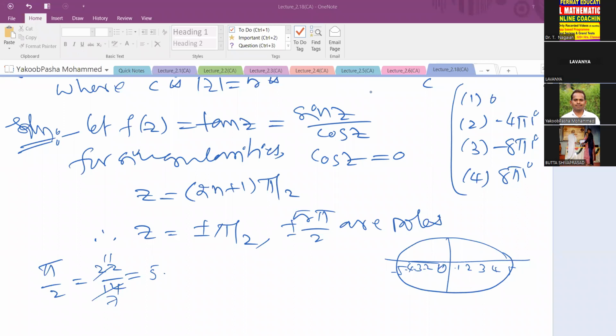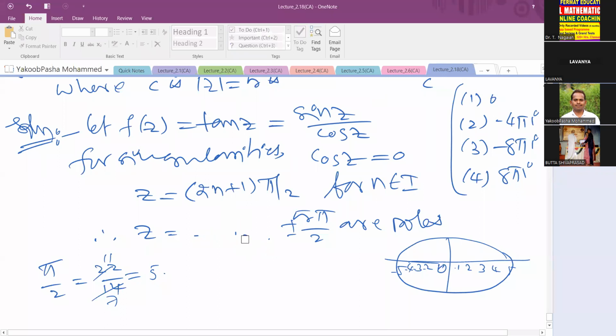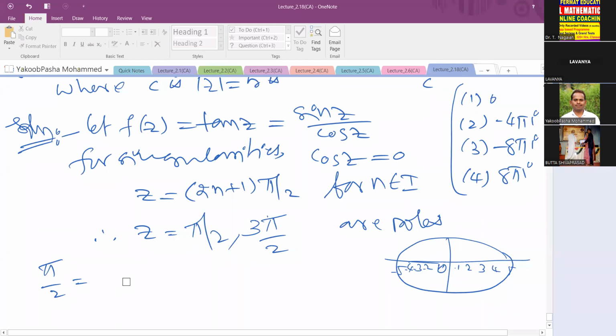Next, one thing to do. First, n belongs to integers, so if I take n equal to 0, the first case gives pi by 2. If I take 1, 3 pi by 2 comes. Let us look at these two values, pi by 2 and 3 pi by 2. These two are poles. 5 pi by 2 means 22 by 4, about 1.5.